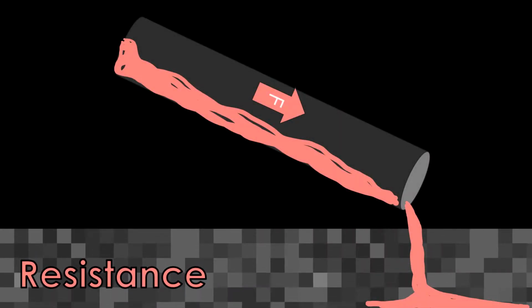So we're back to our tube again, and resistance would be the force that is pushing this fluid in the opposite direction the fluid wants to flow. A lot of the resistance is going to come from the fluid itself and the object that it's flowing in.